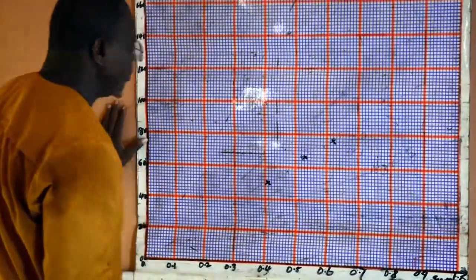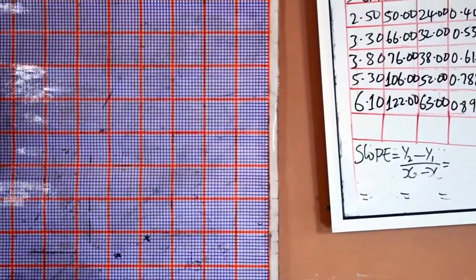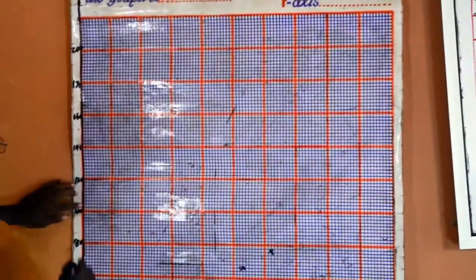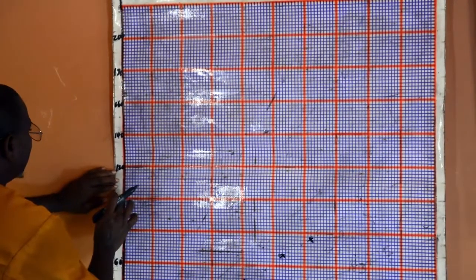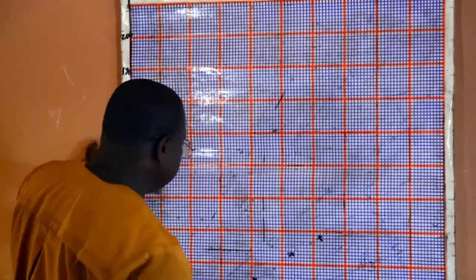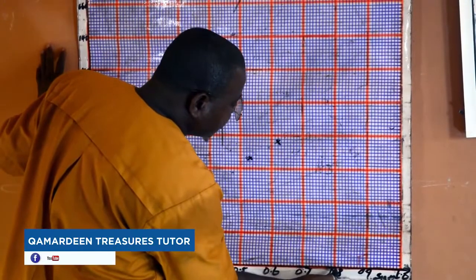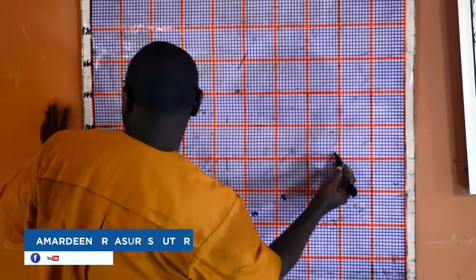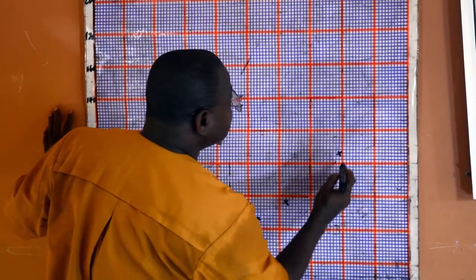The next one is 106 against 0.79. This is 80. This is 100. So 106 will be the third line. This is 102, 104, 106. Third square is 106 against 0.79. This is 0.7. This is 0.8. The one before 0.8 will be 0.79. So 1, 2, 3. That is it.